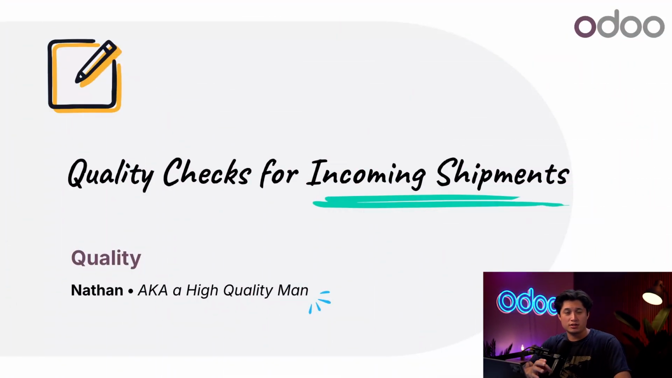All right, picture this. You ordered solid oak panels for your premium furniture line, but when it arrives, it turns out to be particle board. It might look similar at first glance, but we all know it won't perform the same. That's why automating quality checks for incoming shipments is such a game changer. With quality checks and quality control points, you can automatically prompt your team to inspect the material at the moment of receipt with clear instructions and required documentation.